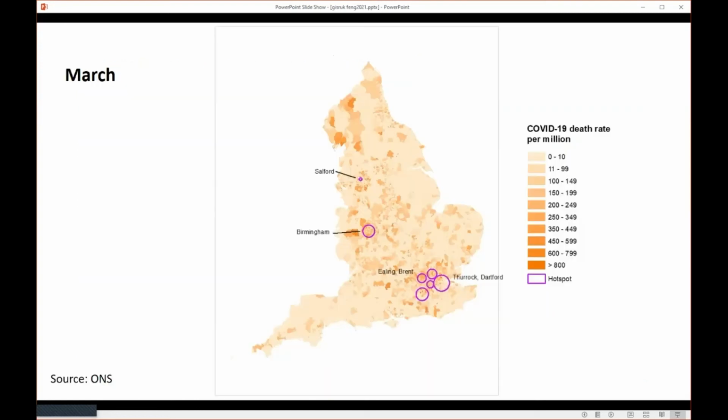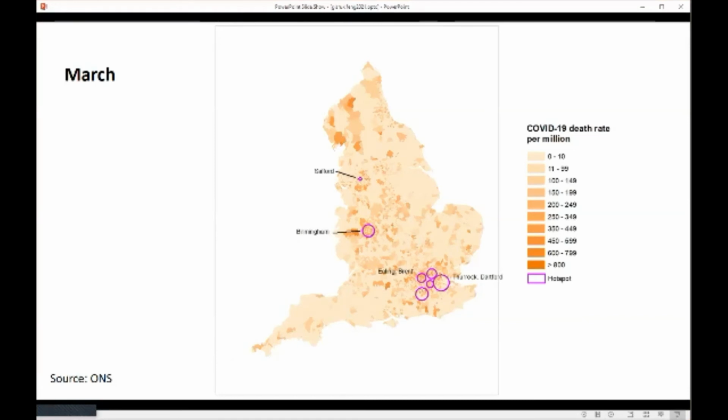So here is a map showing the mortality rates in March, the underlying map. The darker red color shows higher mortality rates. The circle shows the hotspot identified by the SaTScan program. We can see in March, most hotspots are in South East England or London areas.